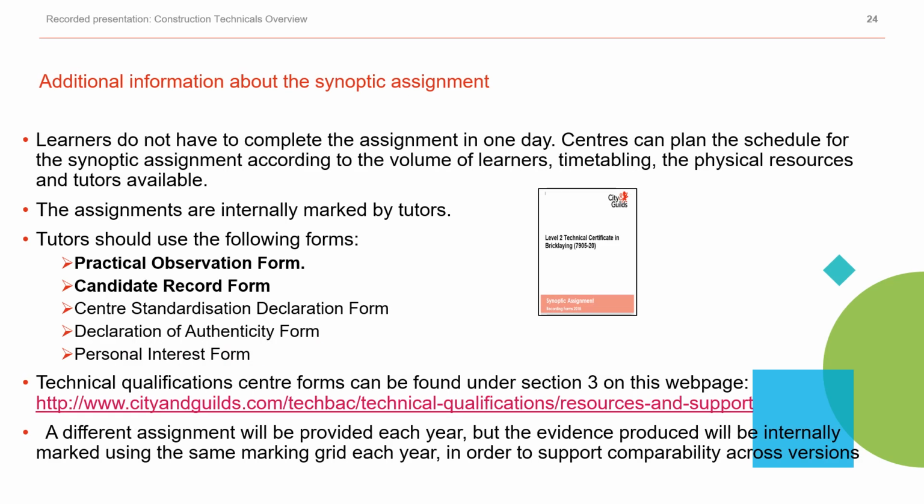So I mentioned the recording form document for Synoptic assignments, and as you can see in bold within that document you'll have the practical observation form and the candidate recording form. This enables you to record what you actually see on the Synoptic, and there is a whole host of guidance available for you to actually complete those two documents. And then there are three other documents: the Centre Standardisation Declaration form you need to complete, a Declaration of Authenticity, and a personal interest form in some cases you may need to complete. Again, I've given a link there, so there's more information for you to have a look at, to see and have a read of what these other documents actually are and consist of.